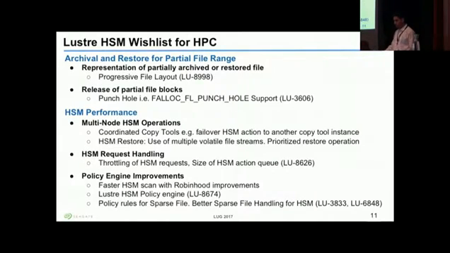The first one is about the archival and restore of partial files, which mainly requires the capability to represent a partial file in Lustre. And I think PFL and FLR will prove to be very promising in doing this. Similarly, fallocate can offer the punch hole so that we can actually work on a partial file range for archival, release, and restore.